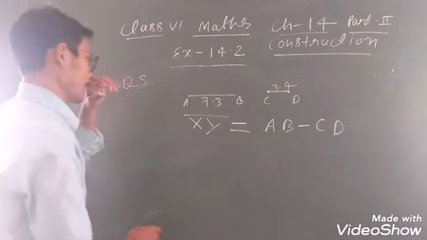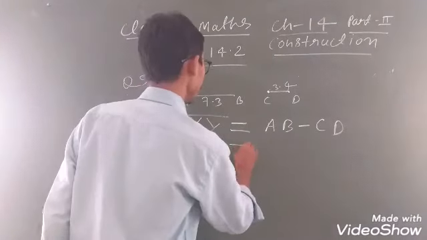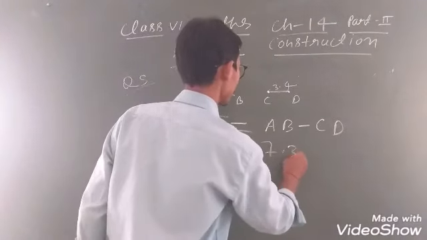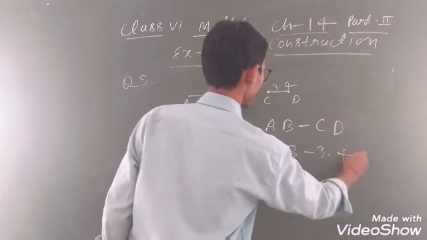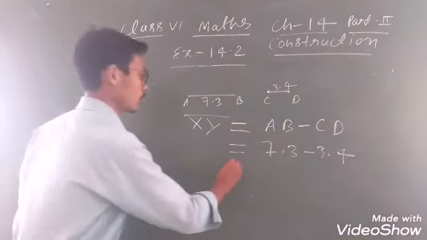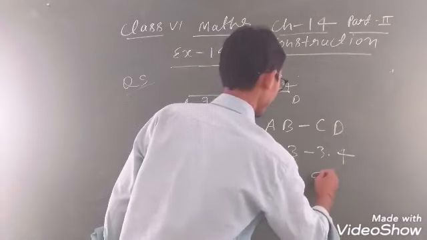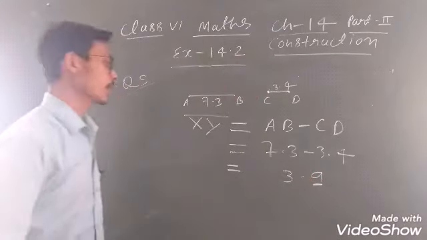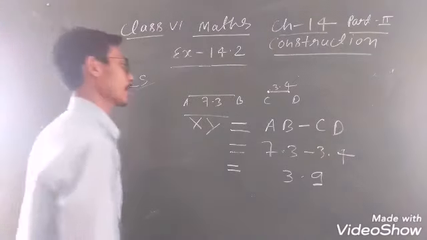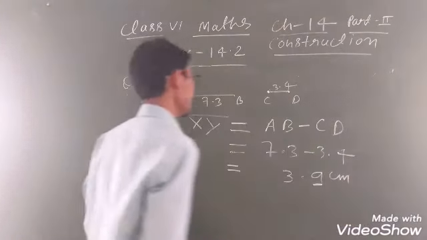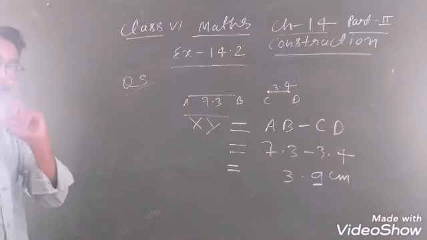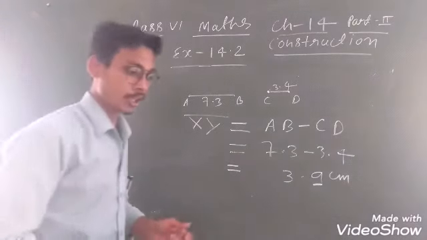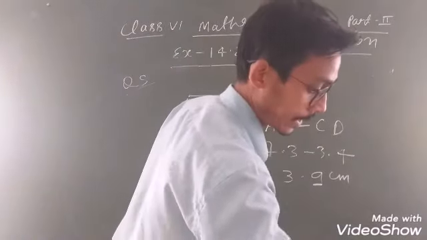So you know what the difference is, student? AB equal to 7.3 centimeter and CD equal to 3.4 centimeter. You know that 13 minus 4 is 9 and 6 minus 3 is 3. So this will come 3.9 centimeter. That means we have to construct the line segment having 3.9 centimeter. Clear everyone? Now see what you have to do. 3.9 you have to construct.